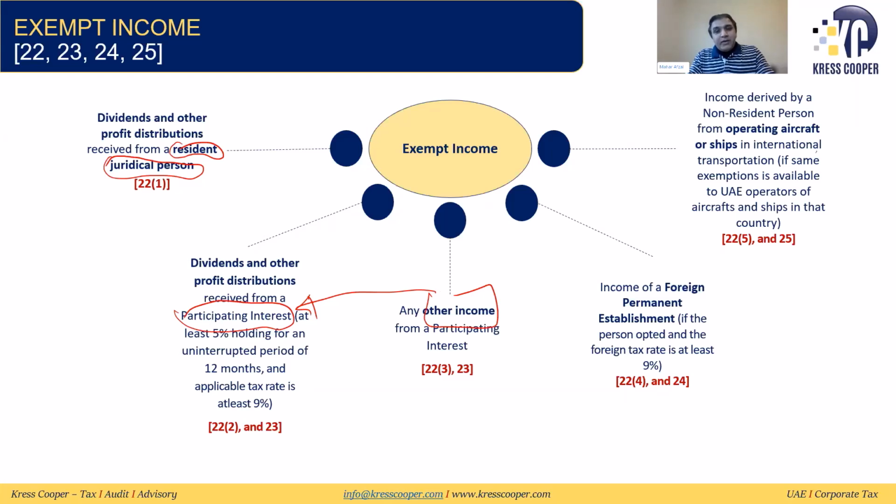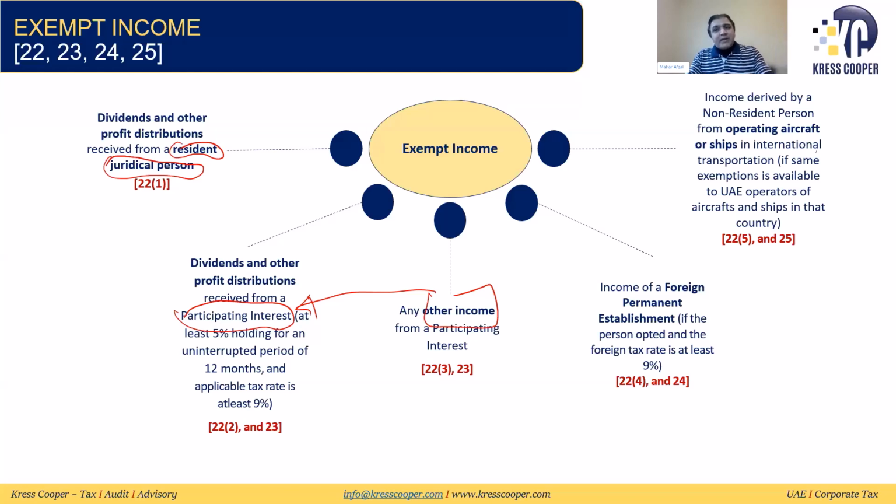Then they said income of a foreign permanent establishment. It means if the local company, a UAE resident company, has a PE outside the UAE, that PE's income and related expenditure can be exempt as well, and they can opt for exemption. These are subject to certain conditions.